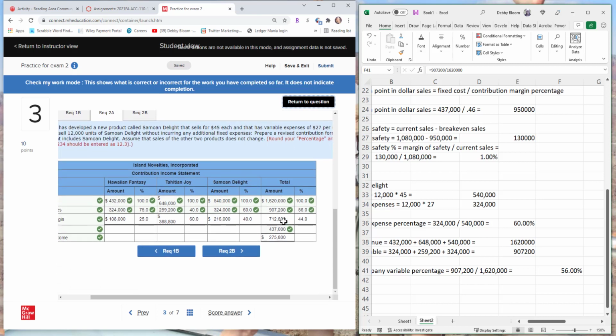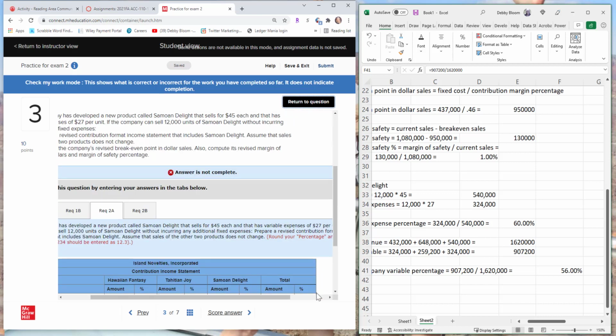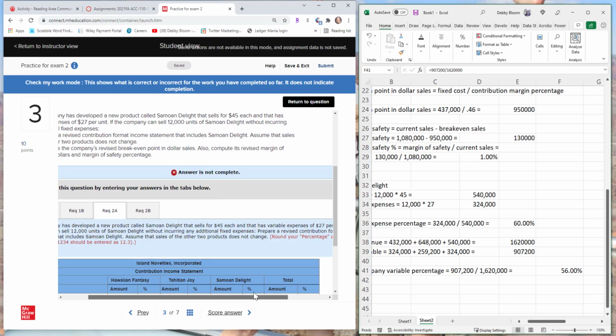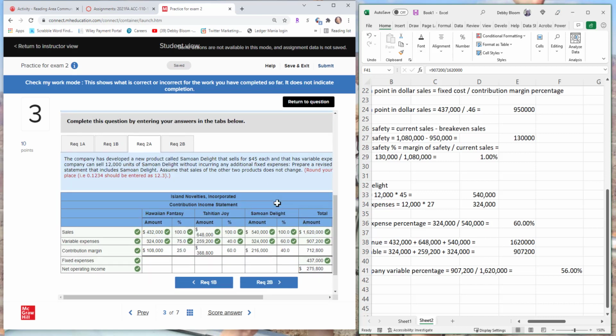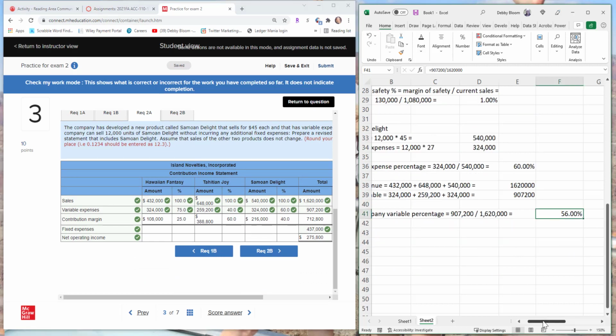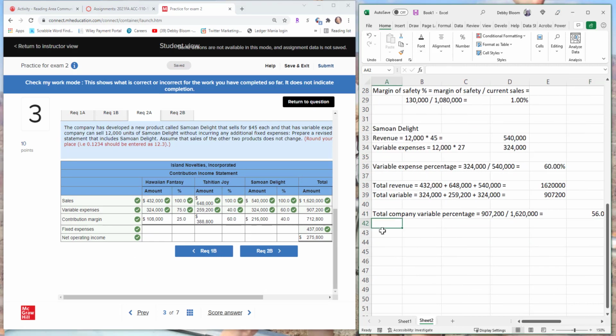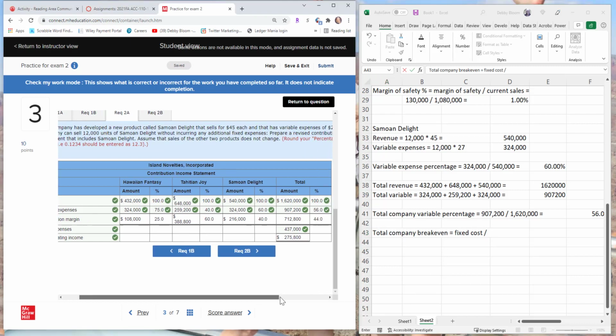Now that we know that that part is correct, we can go down to the last part, and it just asks us to compute the revised break-even point in dollar sales, and compute the revised margin of safety in dollars and margin of safety percentage. So, going through to calculate our total company break-even, we're just going to take the fixed cost and we're going to divide it by the total contribution margin percentage.